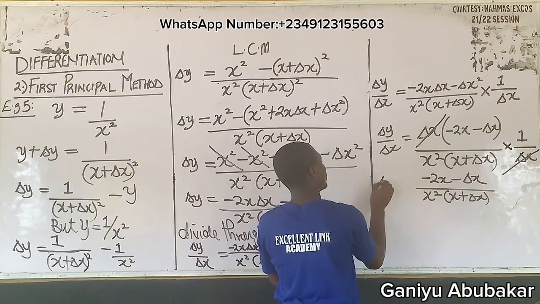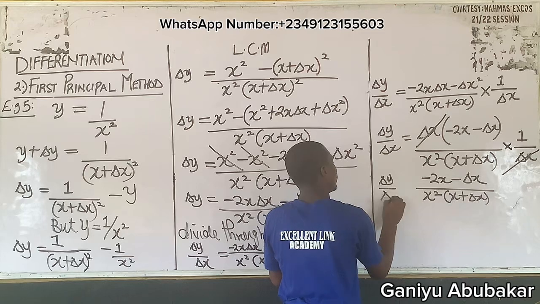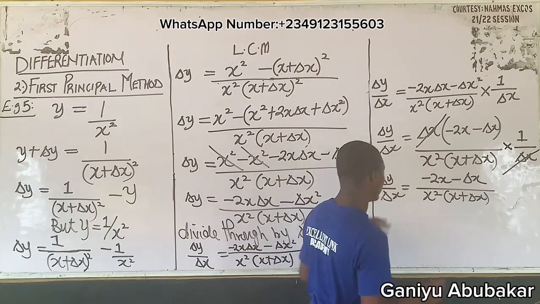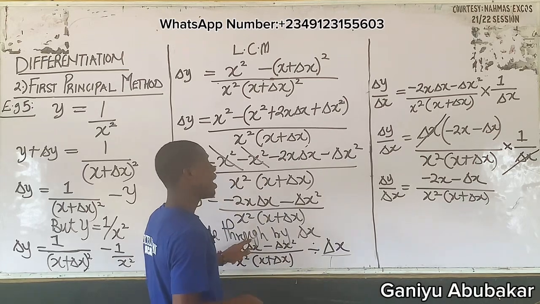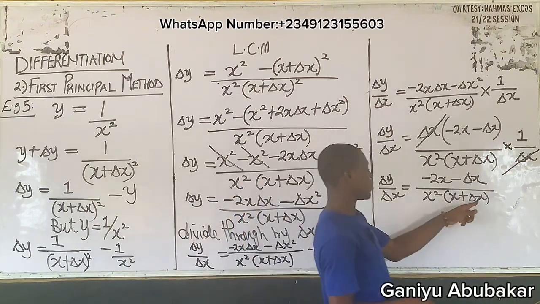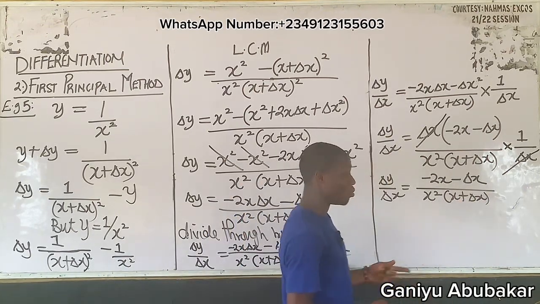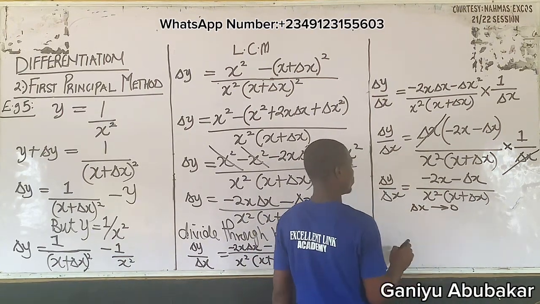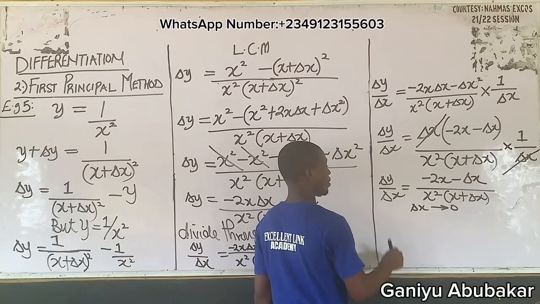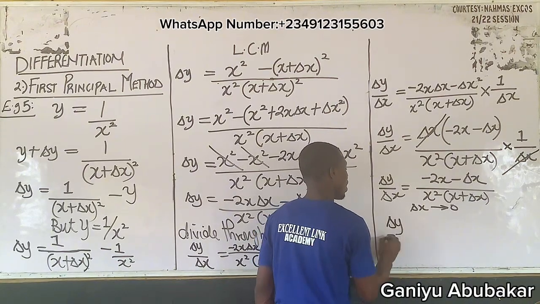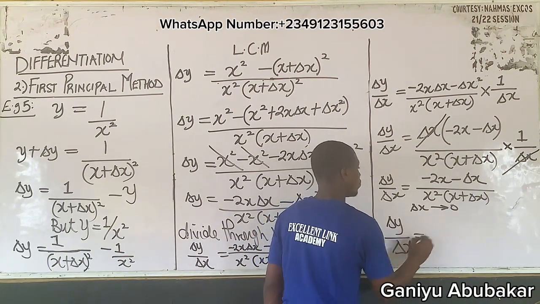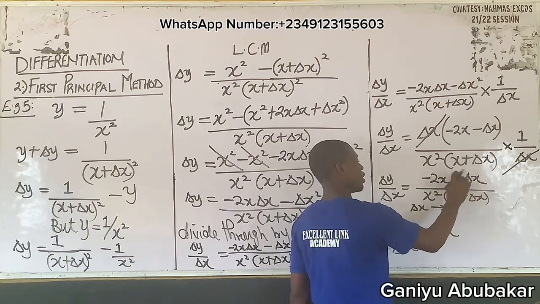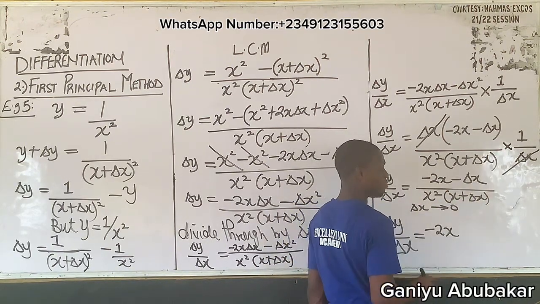So this one becomes change in y over change in x equal to this. We said after dividing through by change in x, you are still left with change in x. Take it as what? At 0. So I'll take change in x as 0. To save time, to save space, this becomes change in y over change in x is equal to minus 2x. If I put 0 here, it's off already. So I have minus 2x left.